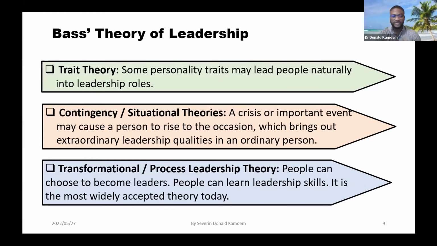And the last theory is the process leadership theory, where people can choose to become leaders through learning leadership skills, as all of you guys attending this workshop.